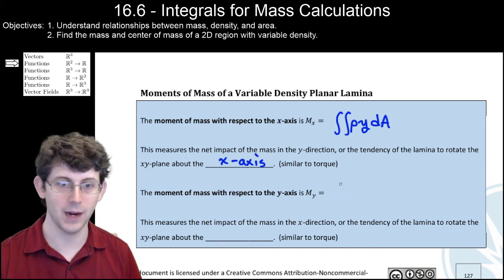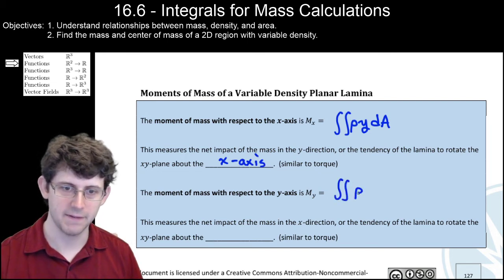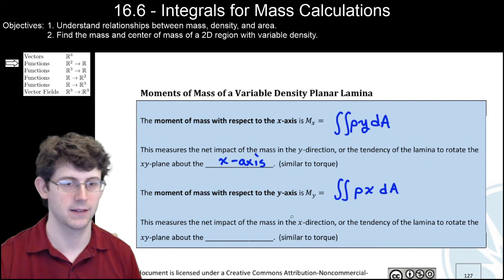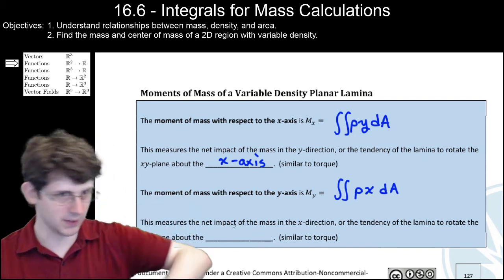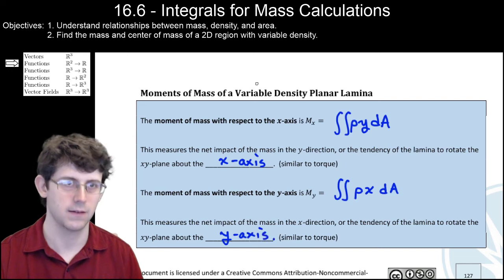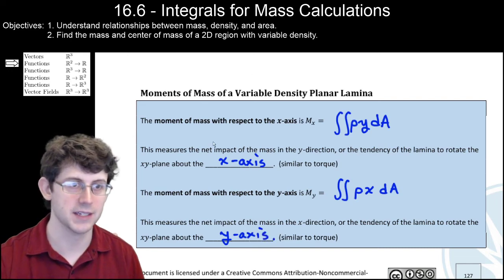Now the moment about the y-axis, well, it's going to have the mass times the displacement, and the displacement from the y-axis is called x. This is how much the object wants to tip away from the y-axis. And then I think we get to put the center of mass formula.